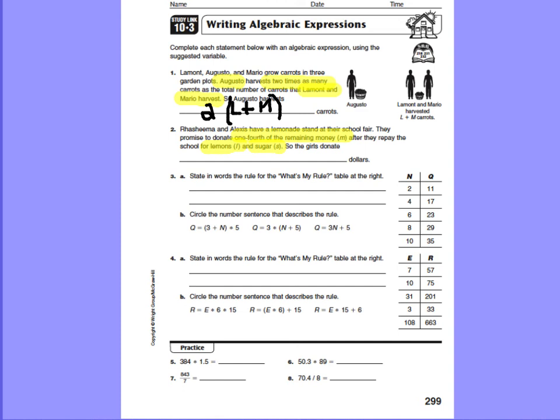Well, we could say, we have to add up the lemon plus the sugar first. We can put that in parentheses. And we're going to take our money and whatever is left. So our money minus our lemon and our sugar would get us how much the girls are going to donate.